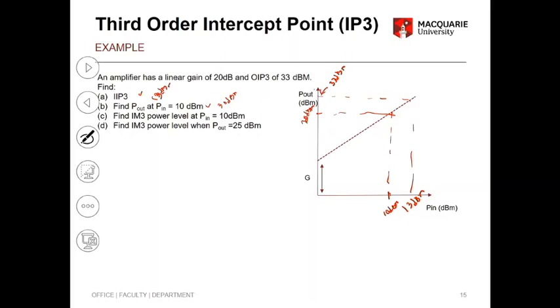Then find IM3 power level at P in 10 dBm. What is your IM3? You guys want to try it first? So the IM3 curve will go like that, right? So IM3 curve will meet the P out curve at 33 dBm, right? So they're asking at P in 10 dBm here, which is 3 gap, what is your IM3?